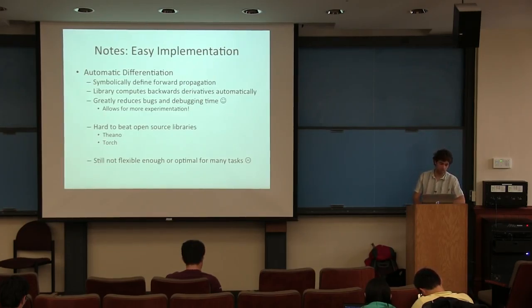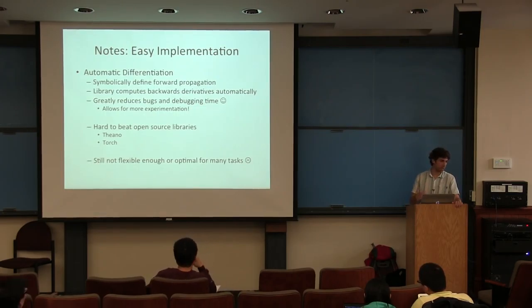So just a couple more things to talk about. In terms of implementation details, one of the great things people should use when writing high-performance code is automatic differentiation. In automatic differentiation, you symbolically define your forward propagation. If you've used Theano, this is how it works. Once you've symbolically defined your forward propagation, it can do the forward propagation, and then the library automatically computes the backwards derivatives. Since you're defining the forward propagation symbolically, all these operations have predefined gradients, so they can just string them together using the chain rule into your backwards derivatives.